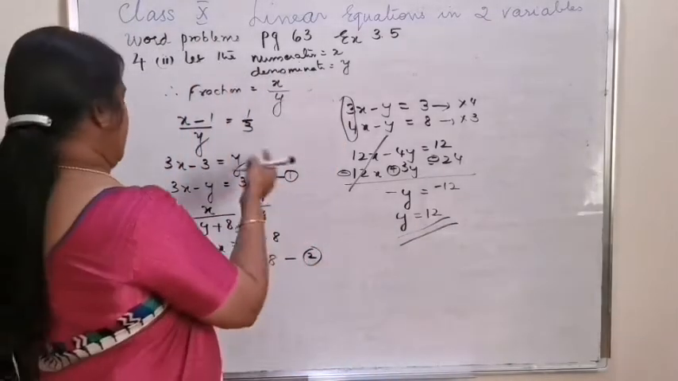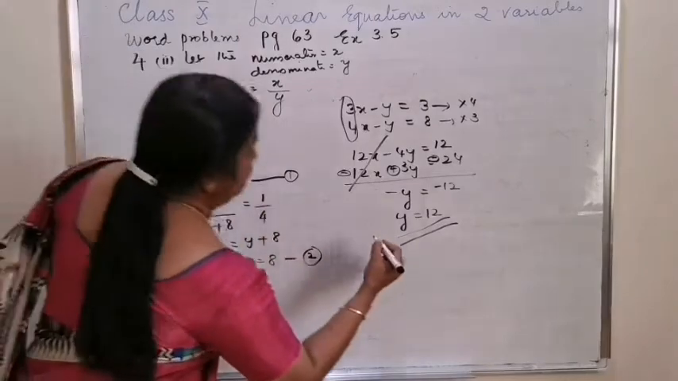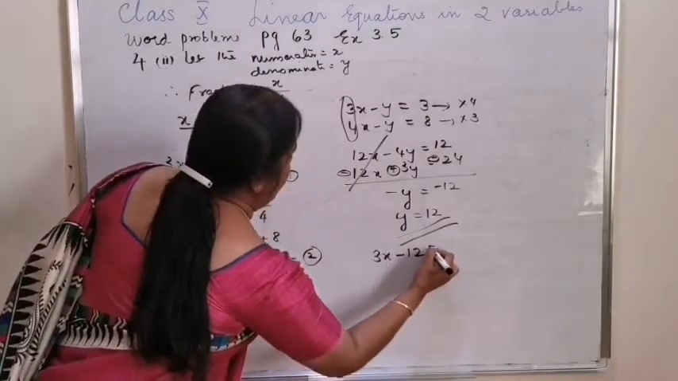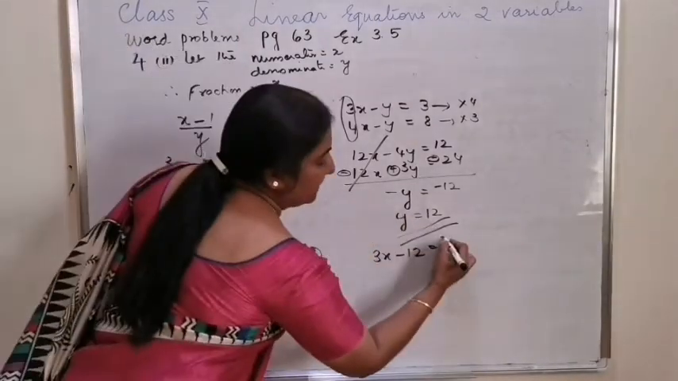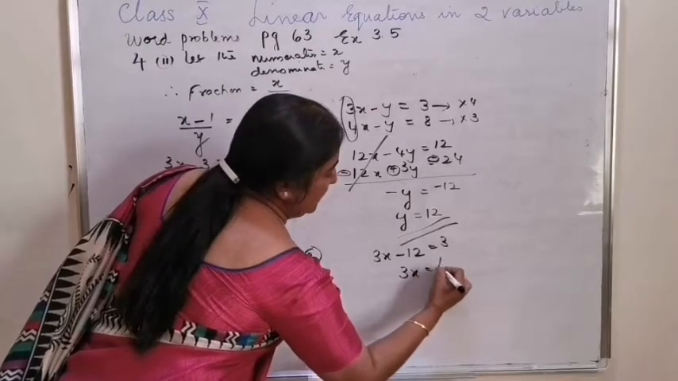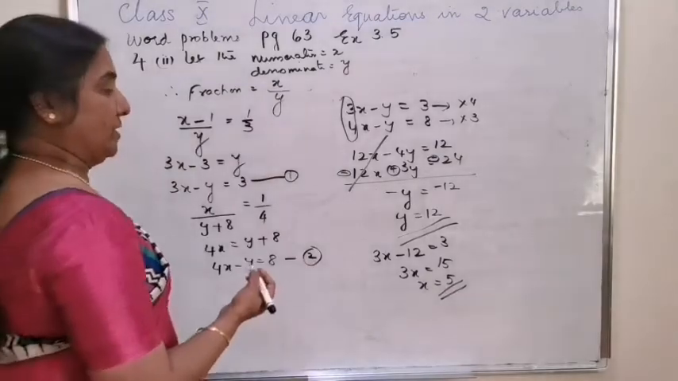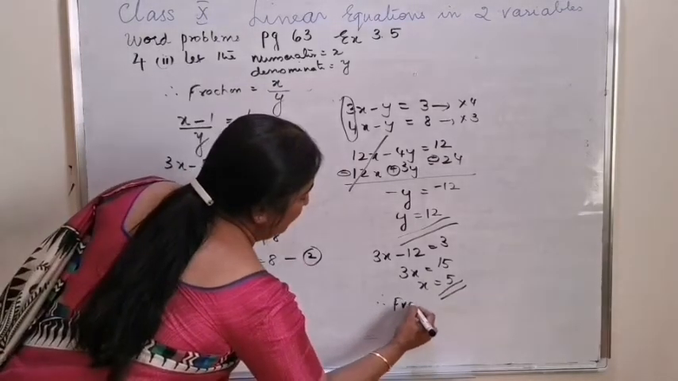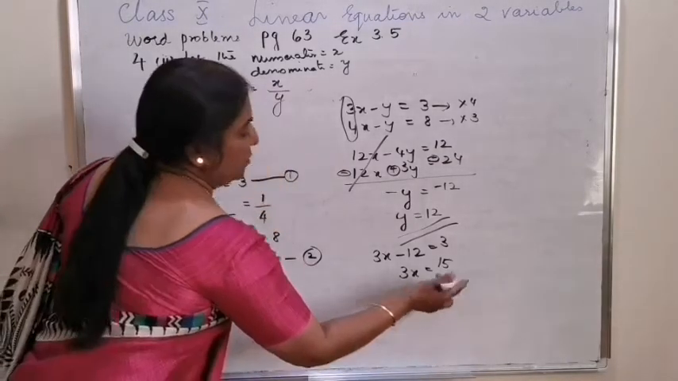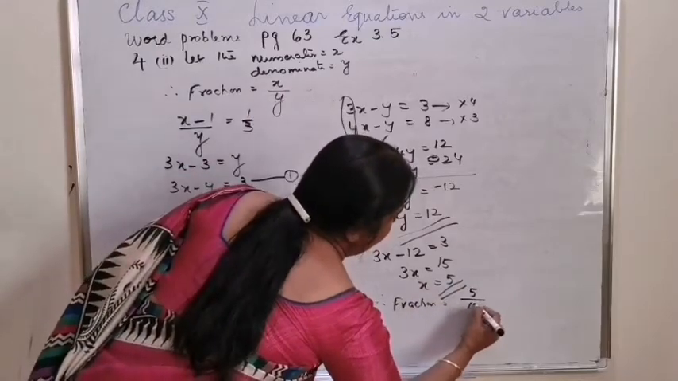If you substitute in the smallest equation, 3x minus 12 is equal to 3. 3x is equal to 15 or x is equal to 5. Therefore, what is the fraction? Therefore, fraction is equal to numerator by denominator, that is 5 by 12.